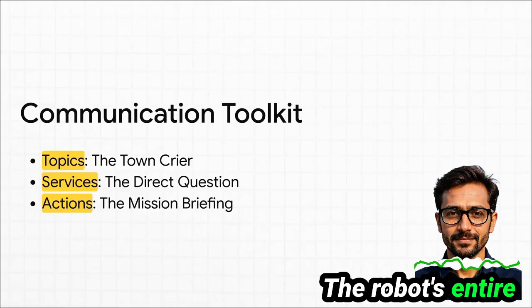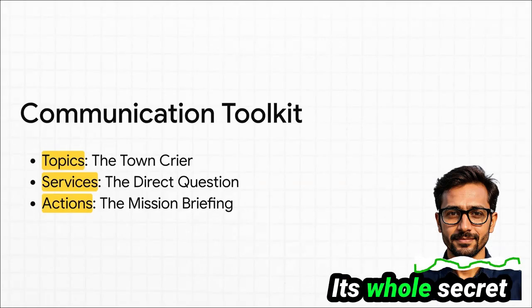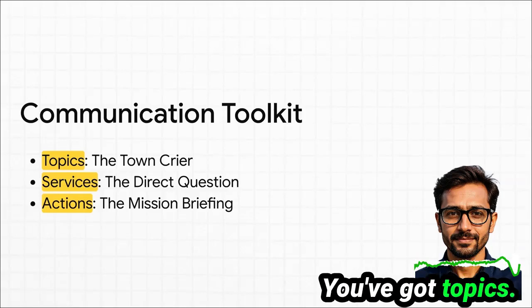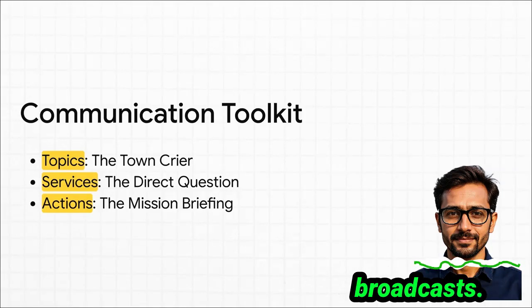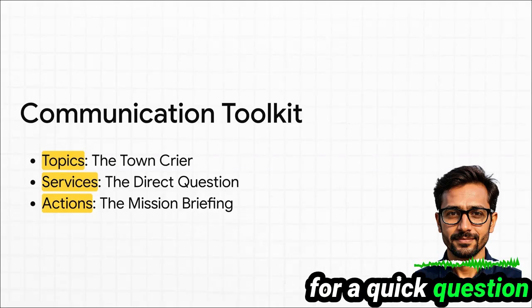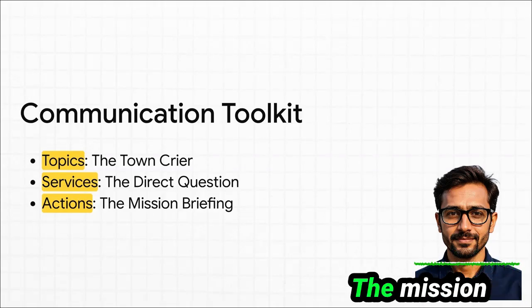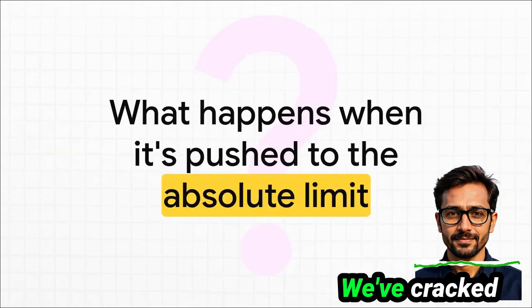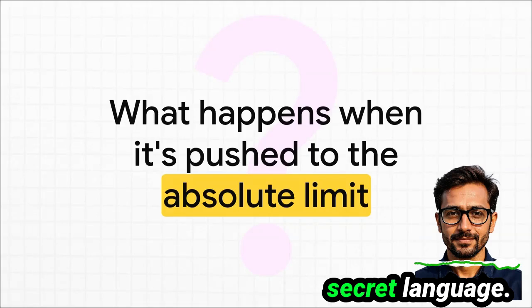And there you have it. The robot's entire communication toolkit, its whole secret language, really just rests on these 3 pillars. You've got topics, the town crier, for one-way broadcasts. You've got services, the direct question, for a quick question and answer. And you've got actions, the mission briefing, for those long-term, complex jobs. We've cracked the code. We've learned the secret language.